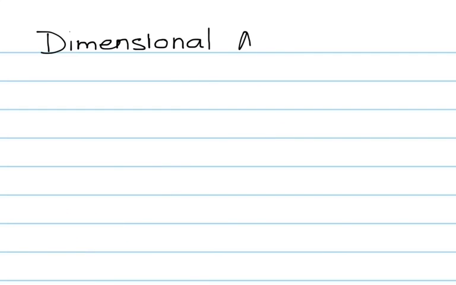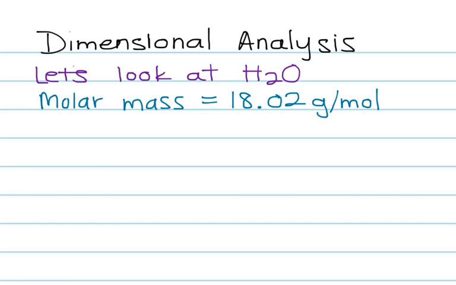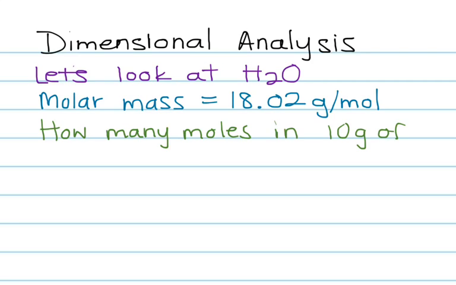How we do that is something called dimensional analysis. So let's look at water for a second. We know the molar mass of water is 18.02 grams per mole. So if I wanted to know how many moles of water are in 10 grams, how would we do that?